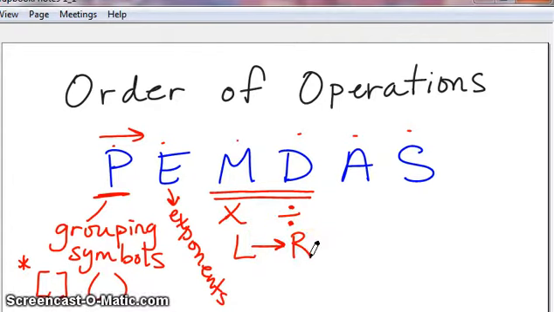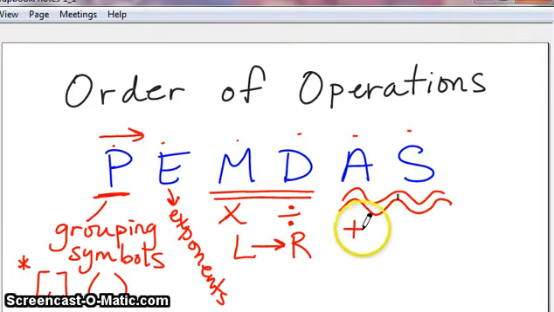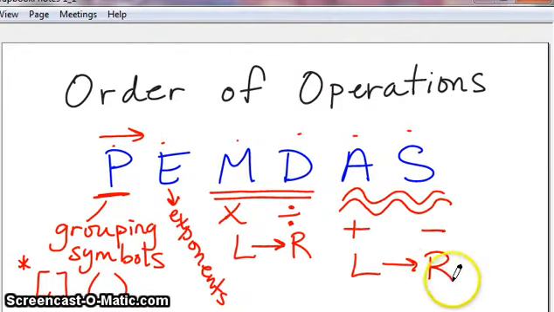Because if I have more than one, I work left to right. What comes in order first? From left to the right. That is the way we read. And lastly, I look at addition and subtraction. I don't always add first because it's first in my PEMDAS. I also look to see what comes first, left to right, the way that we read in Western society. Okay.